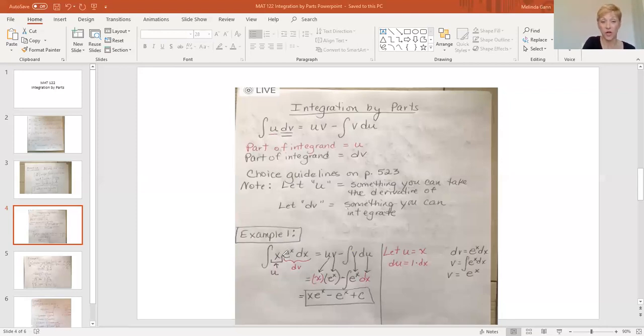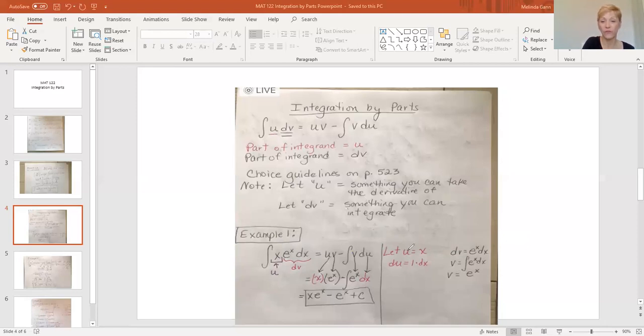Now, this is arbitrary. I decided to let u be the x. So then the rest has to be my dv. Every time, you're going to have 4 pieces before it's finished. You're going to have a u, a du, a dv, and a v.